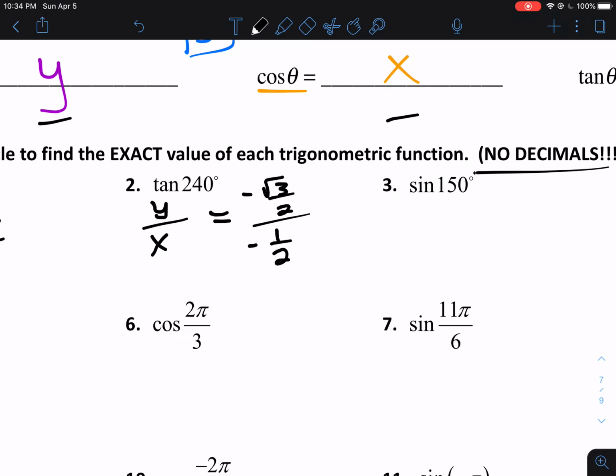So in simplifying this, negatives are going to cancel each other. You're going to end up multiplying by the reciprocal, so square root of 3 over 2, multiply by 2 over 1. Again, 2's cancel. Your answer is just square root of 3.